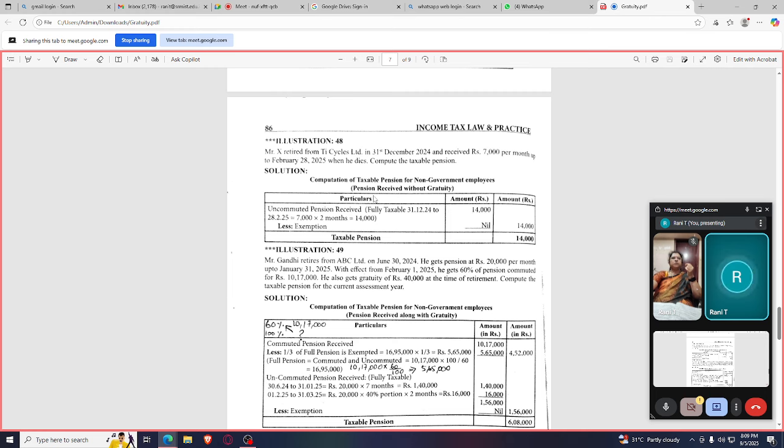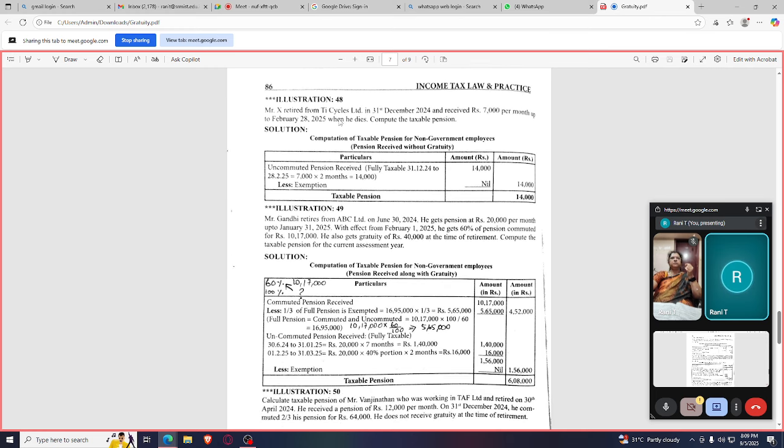Okay. So now the next one: X retired from TIE Cycles Limited on 31st December 2024 and received 7,000 per month up to February 28th when he dies, and compute the taxable pension. So here you know that pension, even if he is a non-government employee, if he has applied for pension, then he will get it. Okay.